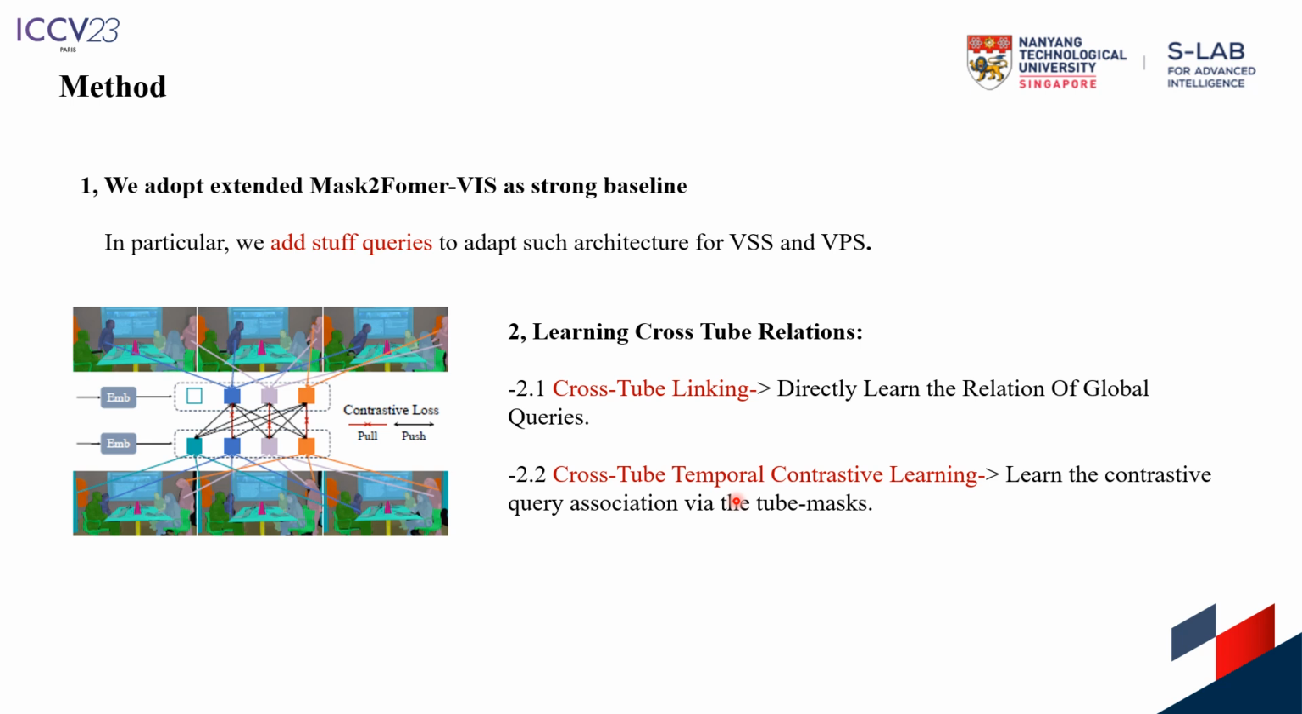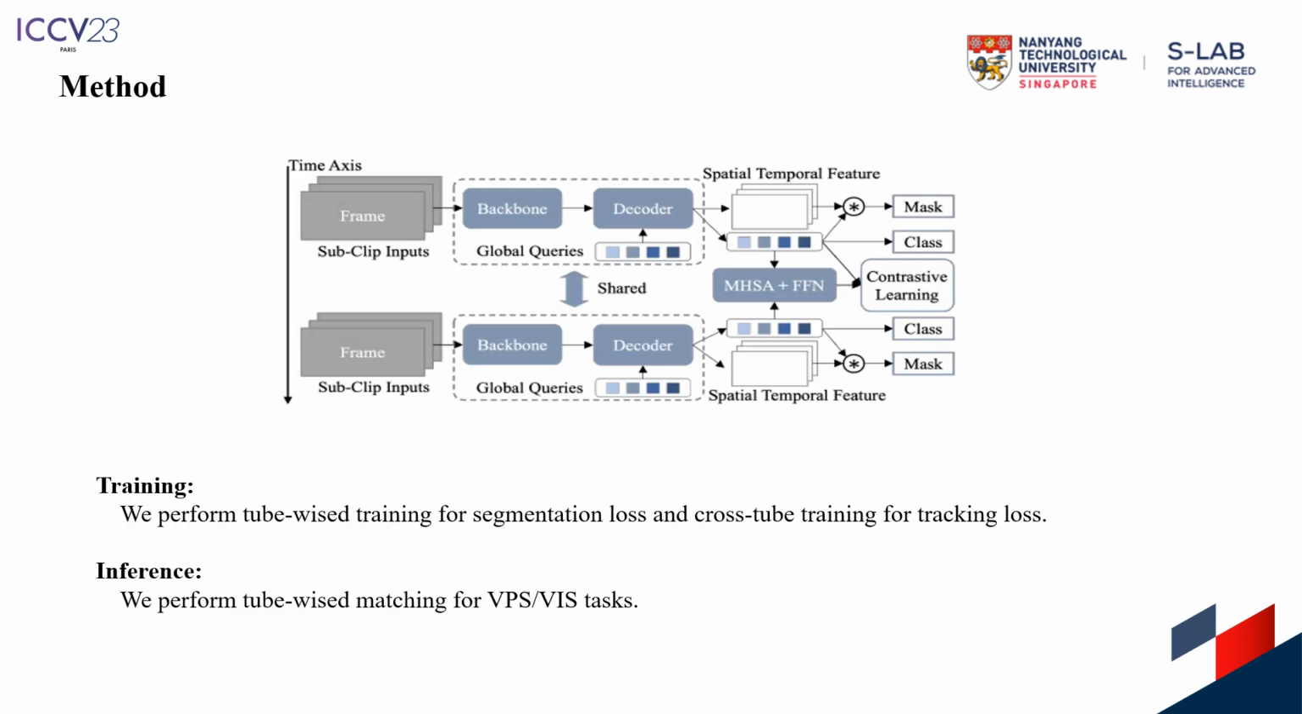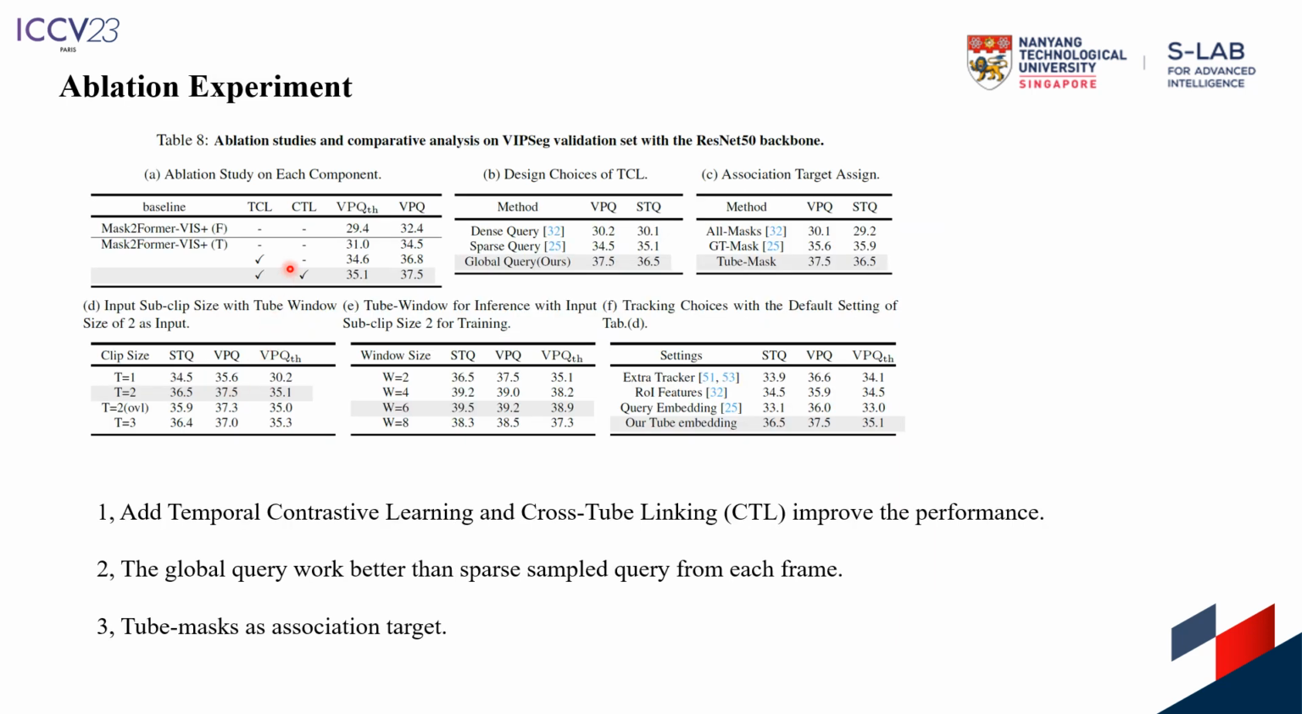We learn the contrastive query association according to the tube mask. That means that we pull together the same instance in different frames, and we push away the different instances in different frames. So for our architecture training, we perform tube-wise training with segmentation loss for each tube, and cross-tube training with the tracking loss. We also show the ablation experiment.